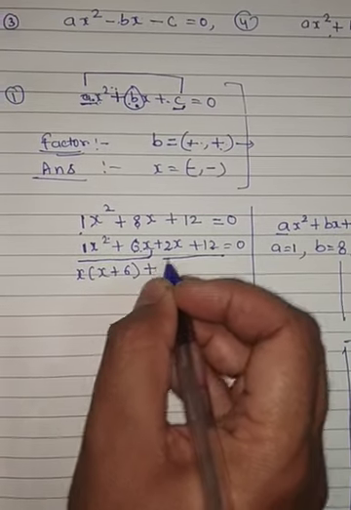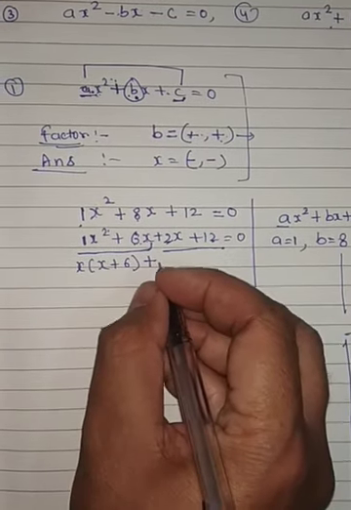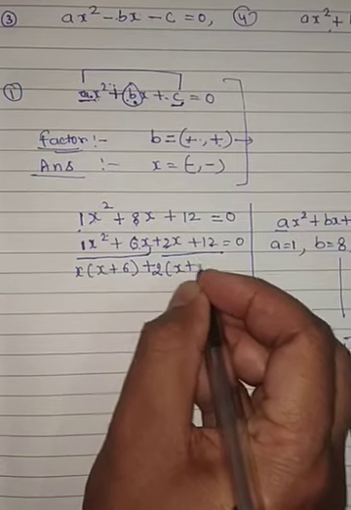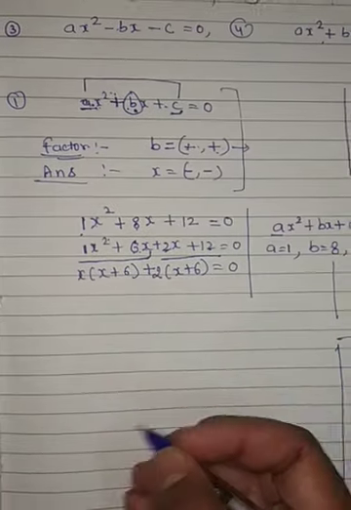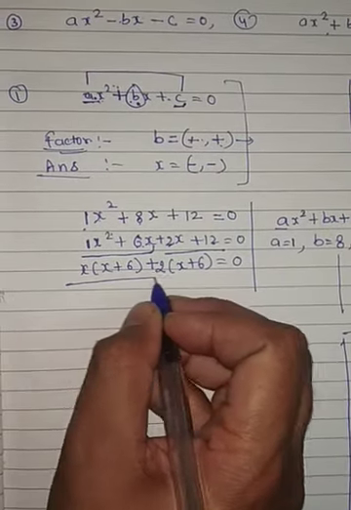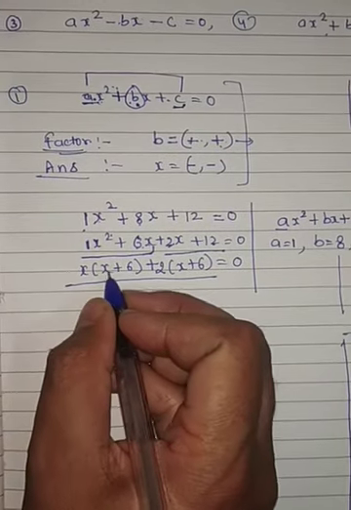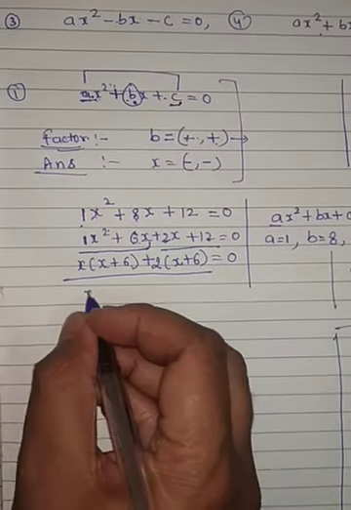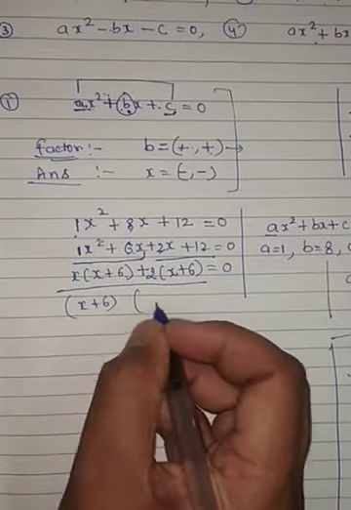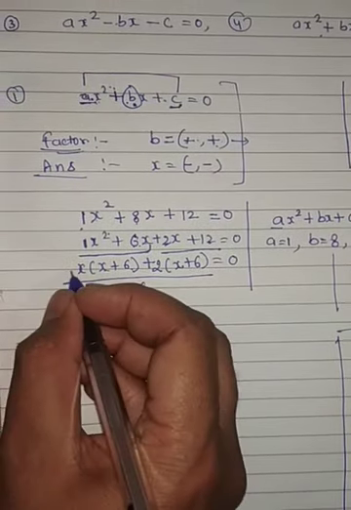Come on the second, from this I can take common 2. Then which number will I get here? x plus 6 equal to 0. Now I will see the whole equation. From the whole equation I can get x plus 6 common. If I take x plus 6 common outside, what will remain here?